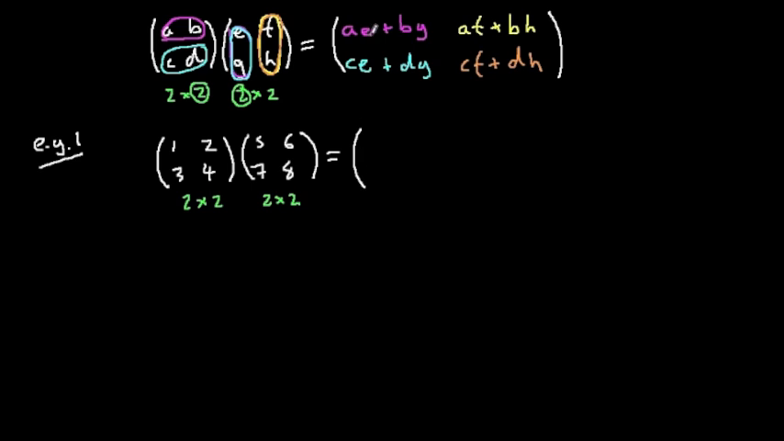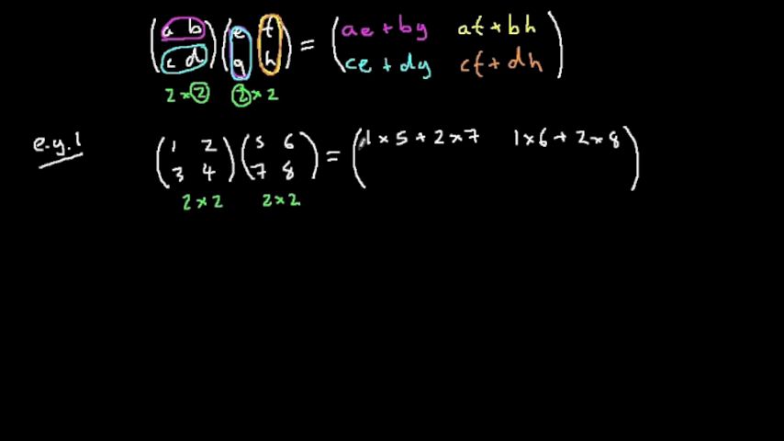Okay, so first row, first column. We go along the first row of the left matrix and down the first column on the right matrix. So I have 1 times 5, that's added to 2 times 7. Okay, so first row, first column's done. First row, second column. In this case, I'm still on the first row, I'm still on 1 and 2, but now I move to 6 and 8. So I have 1 times 6 plus 2 times 8.